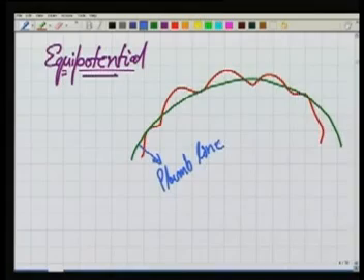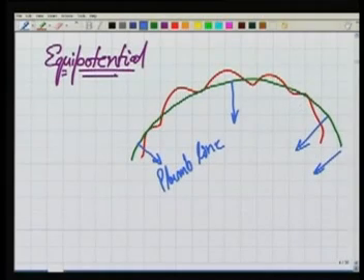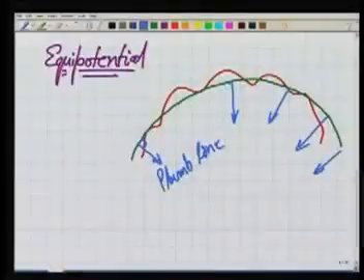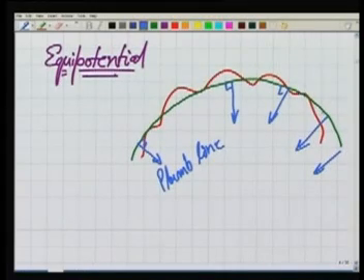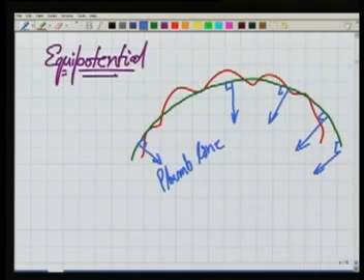If I suspend a plumb bob at this point, it will get suspended in this direction. Similarly here, it will get suspended in this direction, and in this direction. So these are the directions of the plumb bob, or we say these are the directions of gravity at that point. Now everywhere this direction is perpendicular to a surface, and this surface we call an equipotential surface. That is, the gravity potential everywhere along this surface is the same.